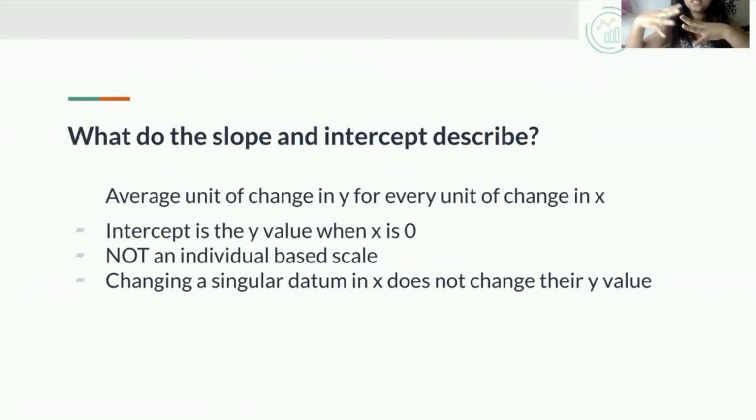The slope describes the average rate of change. What that means is the amount that y changes given that x changes by just 1 unit, and 1 unit just means a standard unit. So given that x changes by 1 centimeter or 1 kg or something like that, given that x changes by this one particular standard amount, what's the change in y? That's what the slope represents, right? The average unit of change in y for every unit of change in x. And the intercept, like we talked, is the y value when x is 0.